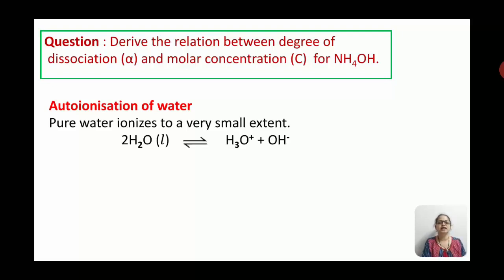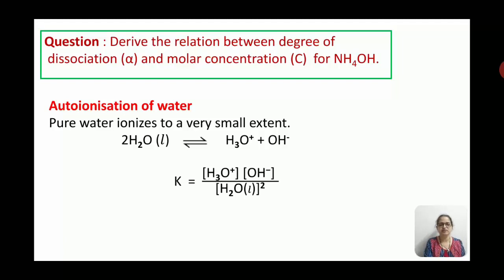Pure water ionizes to a very small extent. We can write the simple equation as 2H2O in liquid form. It will give you hydronium ion, that is H3O plus, and OH minus. So the equilibrium constant for the above equation will be K is equal to molar concentration of hydronium ion multiplied by molar concentration of hydroxyl ion upon molar concentration of water raised to 2.